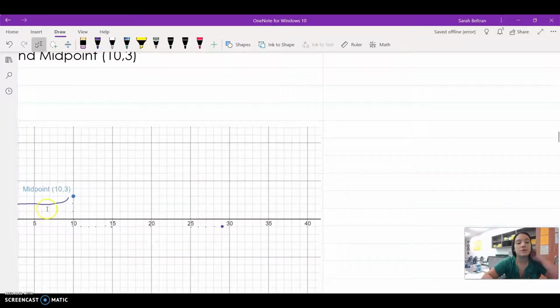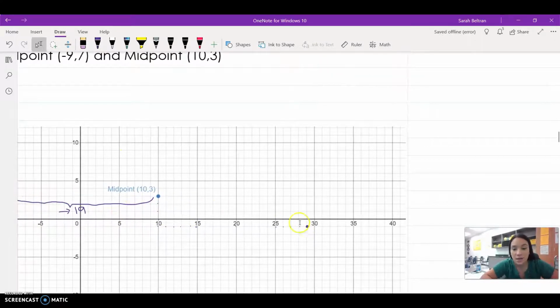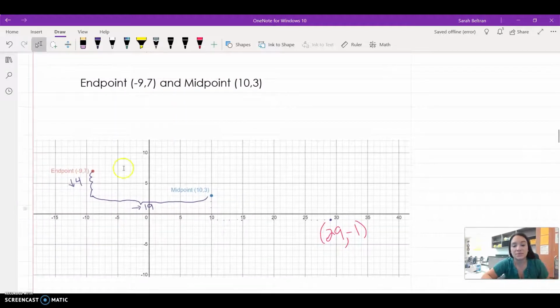All right, so it looks like it is at positive 29, comma, negative 1. So that is our second endpoint, which makes sense because it's about equal distance from the midpoint. And I'll make a little line here so you can see what it looks like from endpoint to endpoint.